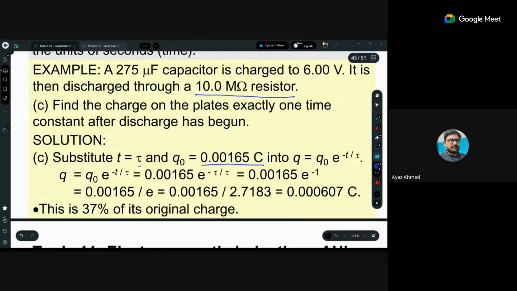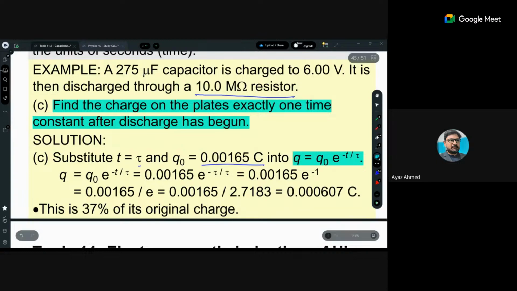Now the question is a very important thing: by using this equation, what to do? Find the charge on the plates exactly one time constant after discharge begins. One time constant means your t would be equal to RC. So when t is equal to RC, you will put it in this equation, Q is equal to Q naught into e power minus t by tau. So here Q is 0.060165 divided by e, which equals 0.00607 coulomb, the charge stored on this.